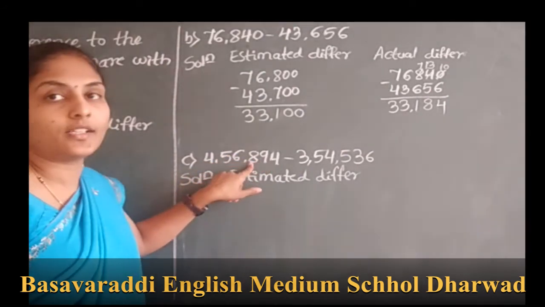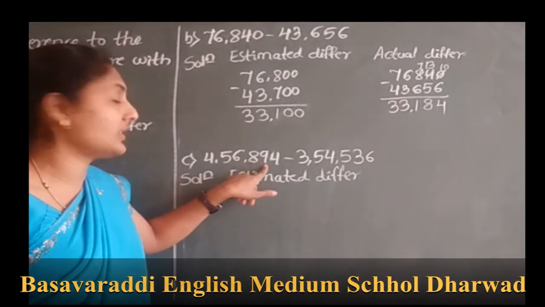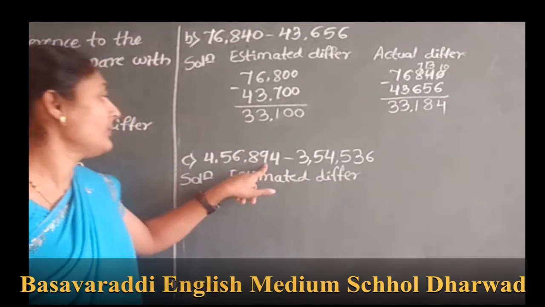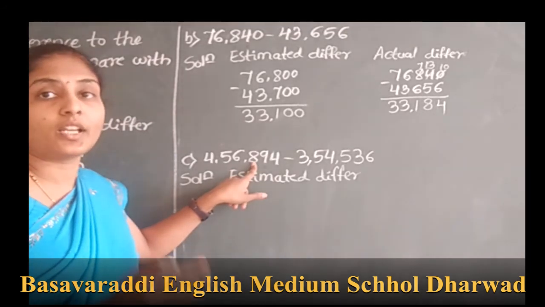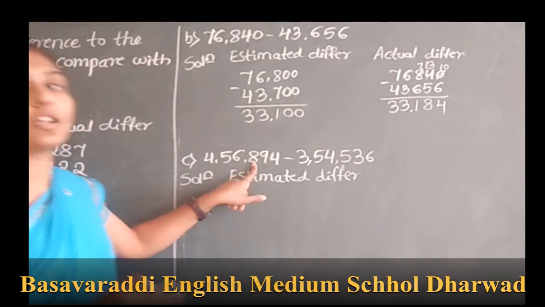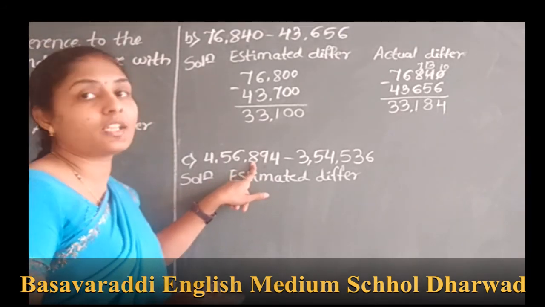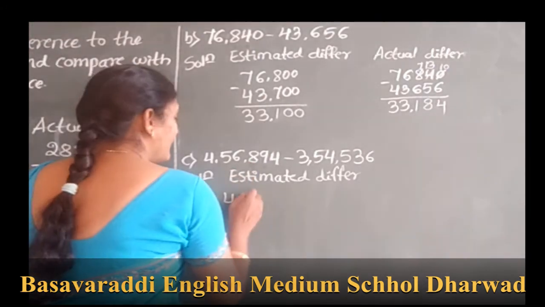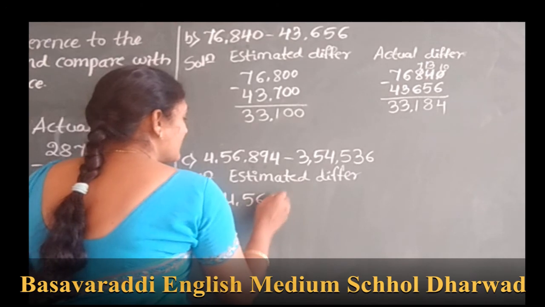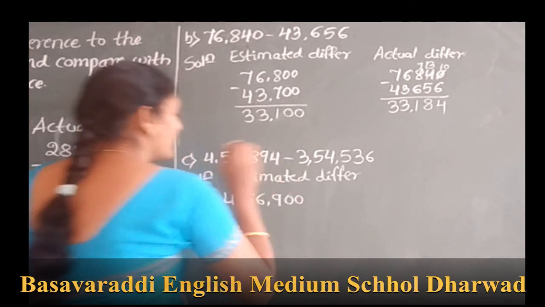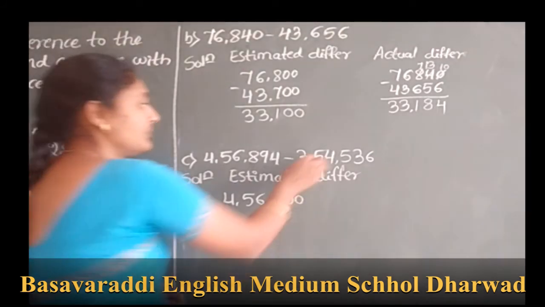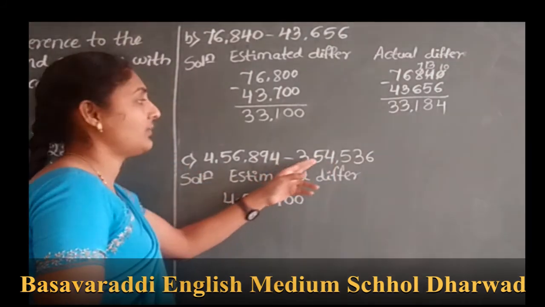The 8 is in the hundreds place. The digit beside it, 9, is greater than 5, so the hundreds place is rounded up. It becomes 9, so 4,56,000 plus 900 becomes 4,56,900.